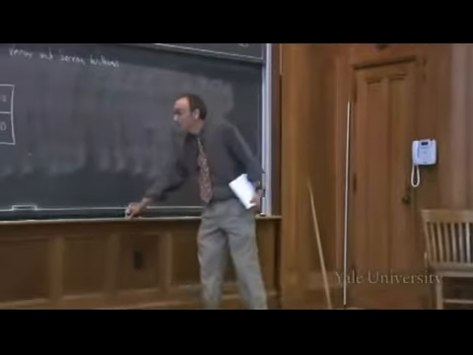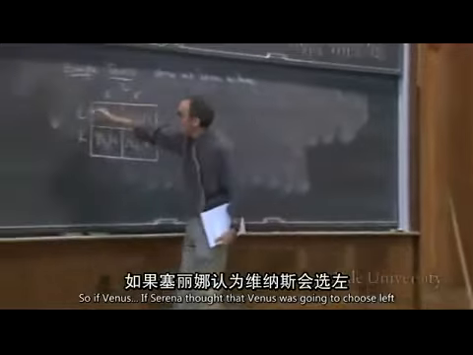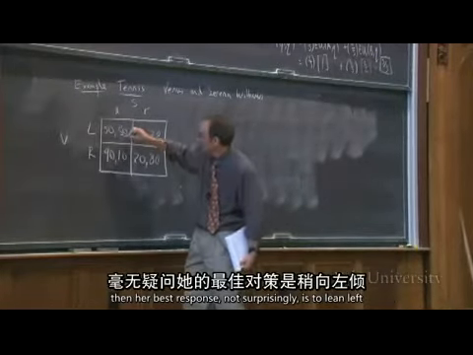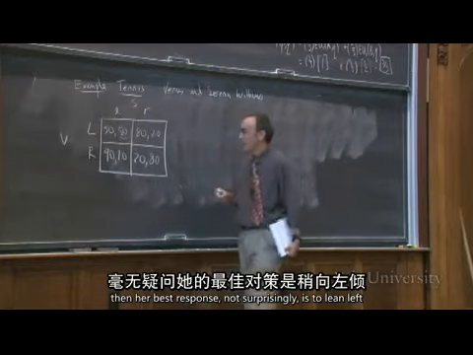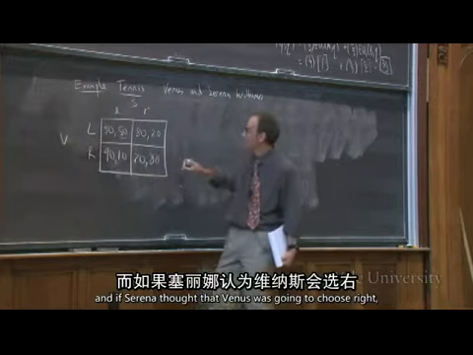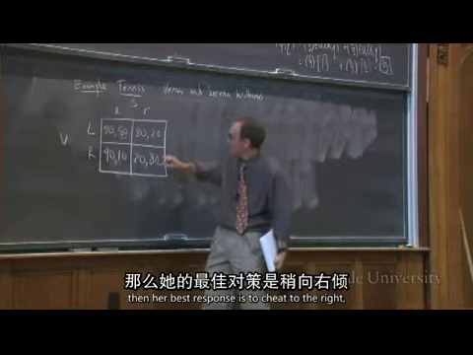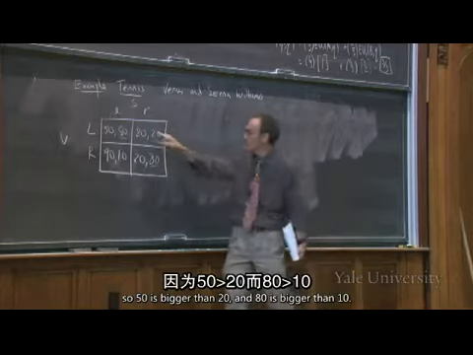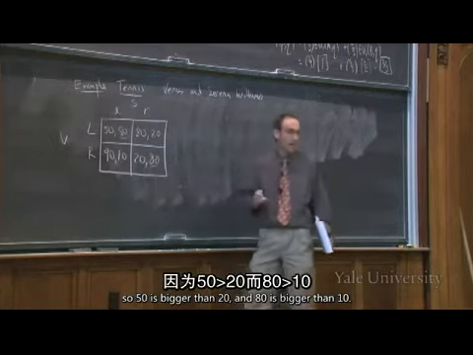Well, let's have a look. So if Serena thought that Venus was going to choose left, then her best response, not surprisingly, is to lean left. And if Serena thought that Venus was going to choose right, then her best response is to cheat to the right. So 50 is bigger than 20 and 80 is bigger than 10.